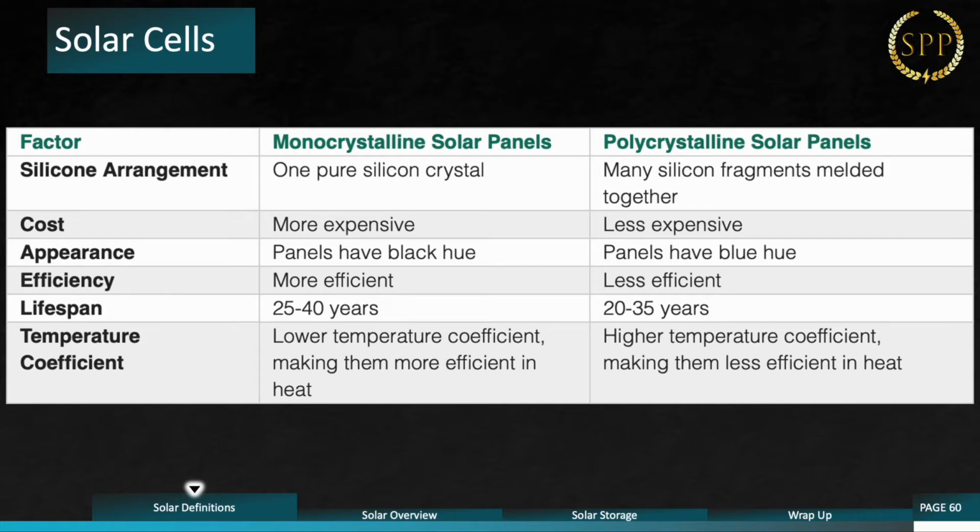Now the efficiency. Monocrystalline are more efficient. Polycrystalline are less efficient. The lifespan of the monocrystalline panels is between 25 to 40 years. Polycrystalline panels have a 20 to 35 year lifespan. Now, like I mentioned earlier, heat coefficients, which again, we will go into more detail on in a little bit, but the temperature coefficient is important. Monocrystalline solar panels have a lower temperature coefficient, making them more efficient in the heat, while polycrystalline panels have a higher temperature coefficient, making them less efficient in the heat.